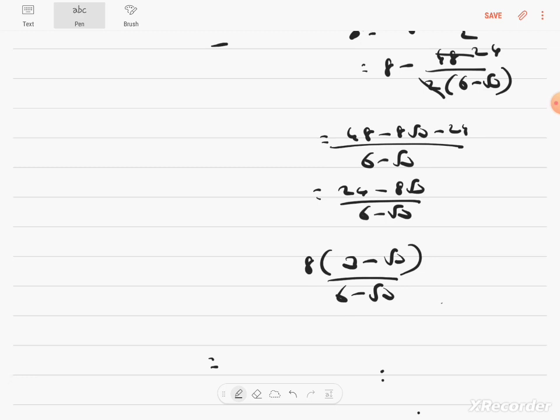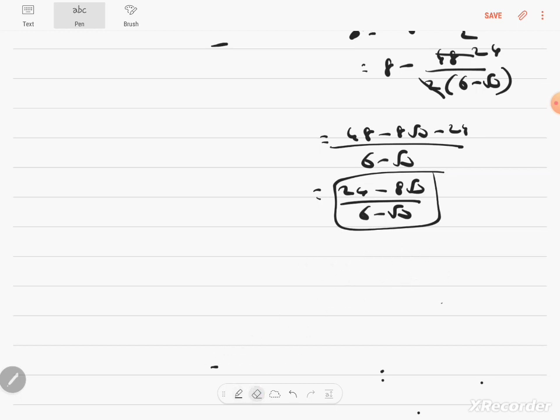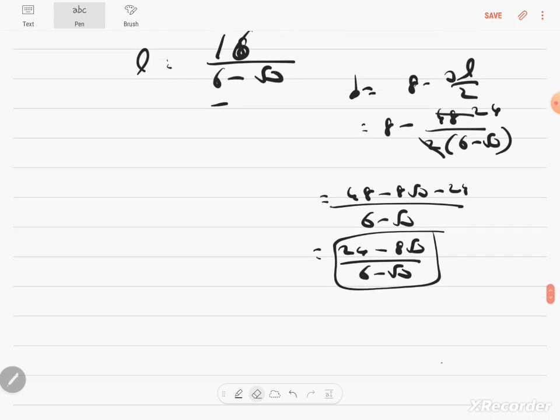Or 24 minus 8 root 3 by 6, or in other words you can keep it like this also, 24 minus 8 root 3 by 6 minus root 3. That becomes my breadth. Now what is it that they want? Find the dimensions of the window when the amount of light is maximum. I don't know whether it's maximum or minimum, so I still have to do the double differentiation test.